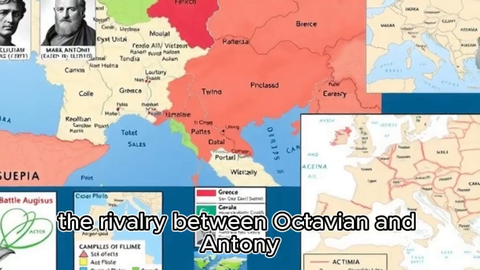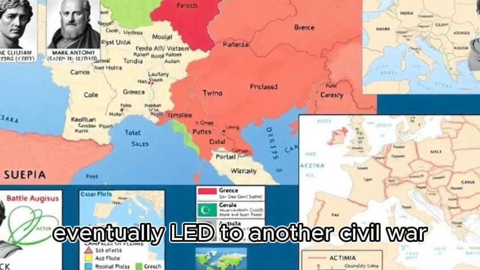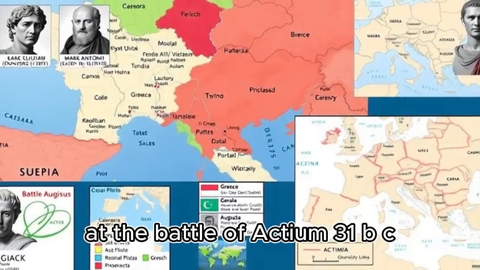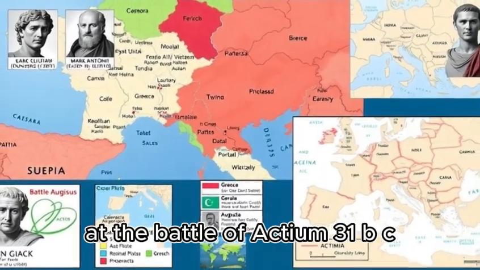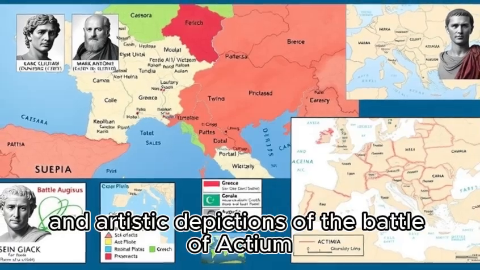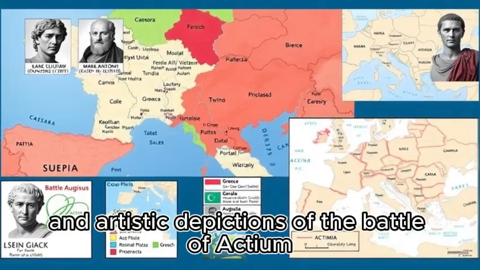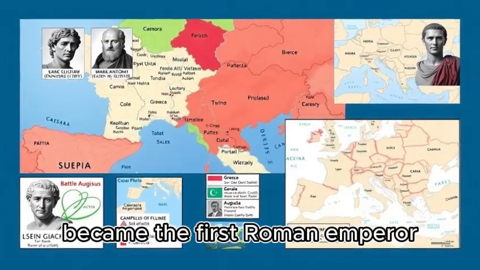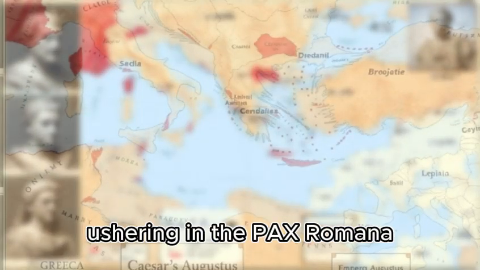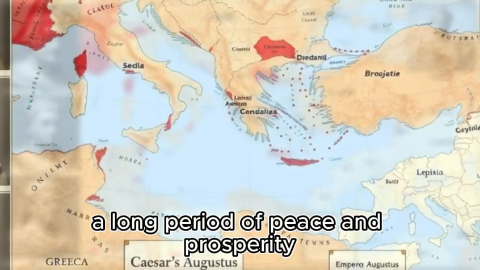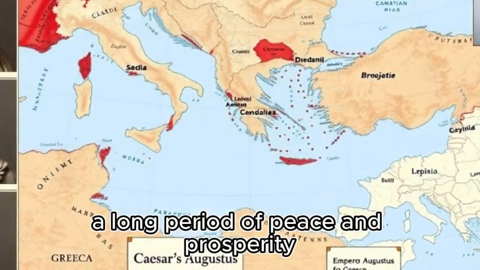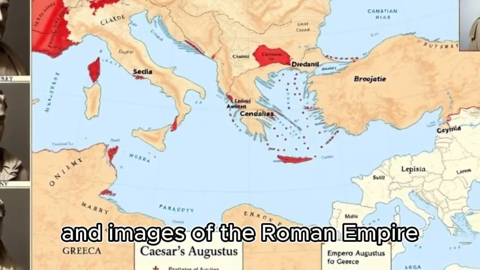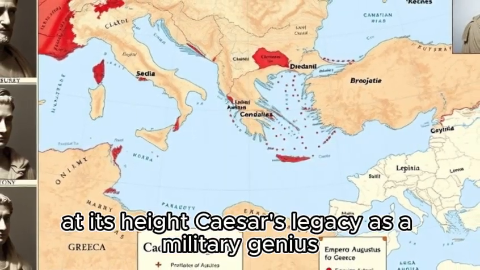The rivalry between Octavian and Antony eventually led to another civil war, culminating in Octavian's victory at the Battle of Actium, 31 BC. Show maps of Greece and artistic depictions of the Battle of Actium. Octavian, later known as Augustus, became the first Roman emperor, ushering in the Pax Romana, a long period of peace and prosperity. Show portraits or statues of Emperor Augustus and images of the Roman Empire at its height.